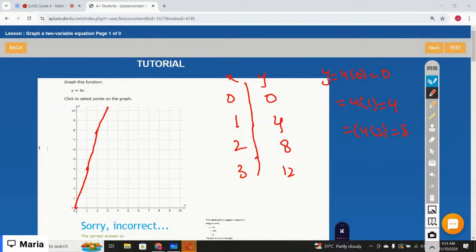Let me explain once again, just listen to me carefully. You are given the equation that is y equals 4x, right? So how do we graph the equation? We have to make a table of values first, right? You can use different values of x, put them in the equation, calculate the values of y and make a table of values like I did.